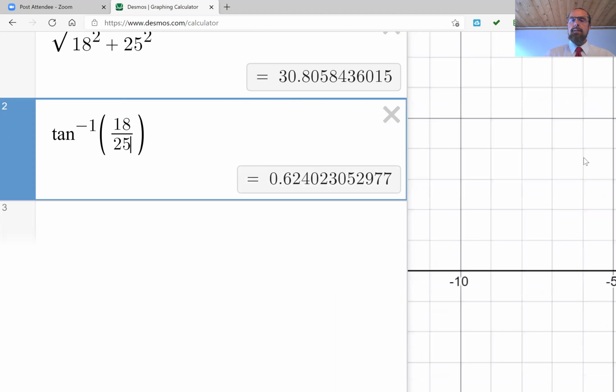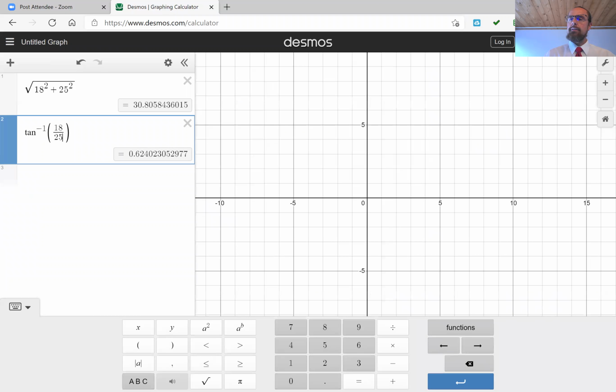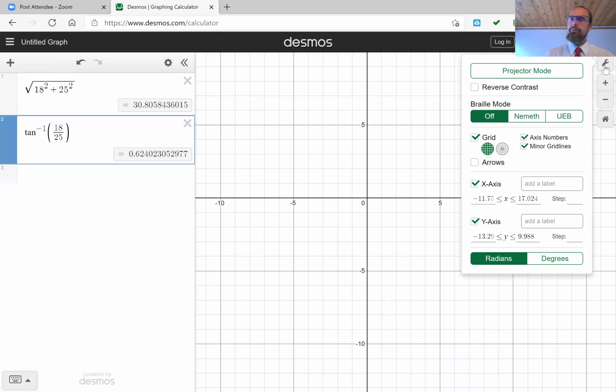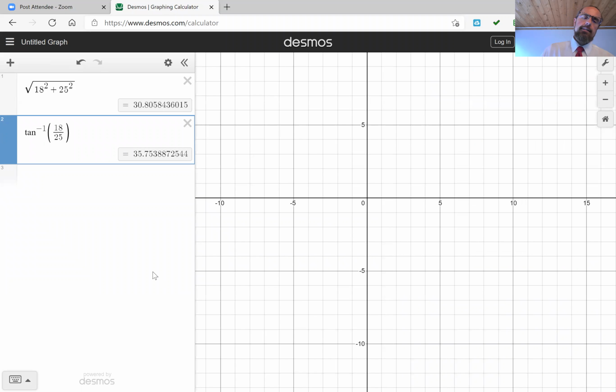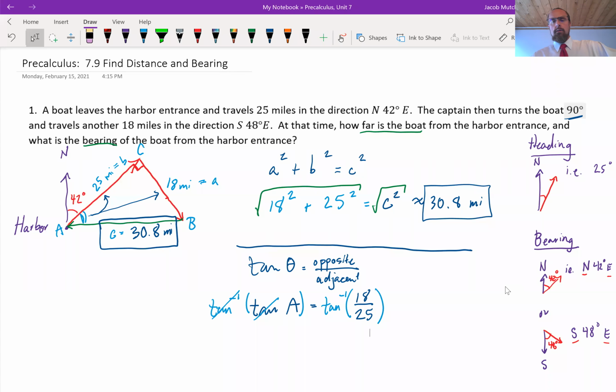Now I do need to be sure that I'm in degrees. So recall on Desmos, to toggle between radians and degrees, go to graph options, graph settings. Radians and degrees are at the lower side of that menu. I'm just going to click degrees so that it's highlighted. And that's giving me this measure, 35.8 degrees. So the measure of angle A is going to be 35.8 degrees. But that's not really our answer.